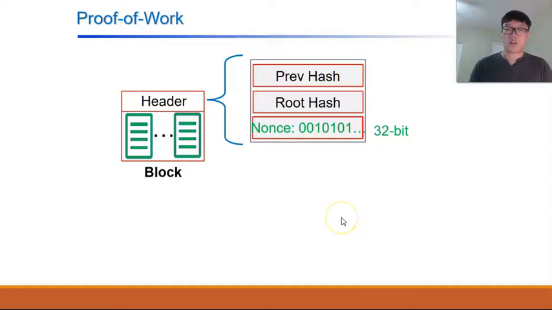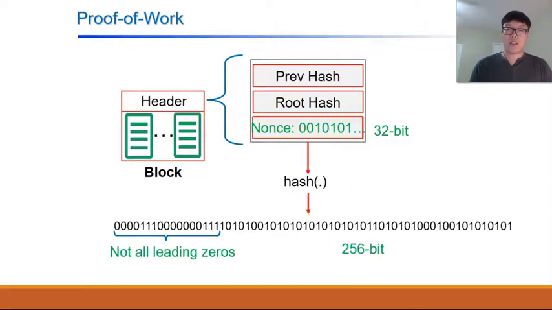To produce blocks, nodes use proof of work in Bitcoin. Specifically, each block includes a random string, which is also called a nonce. By changing the value of the nonce, nodes can change the hash value of the whole block. To find a valid block, nodes need to find a valid nonce which makes the hash value of the whole block start with a given number of leading zeros.